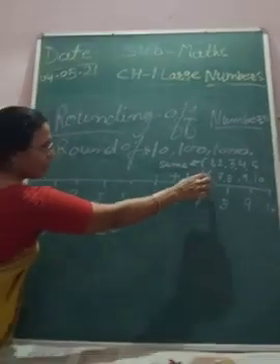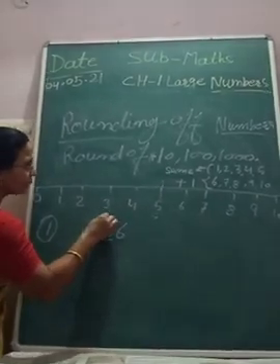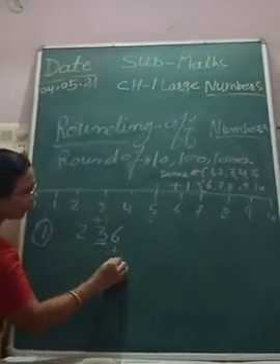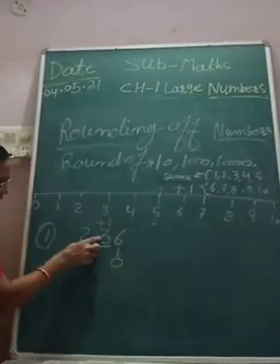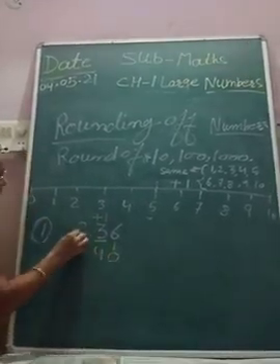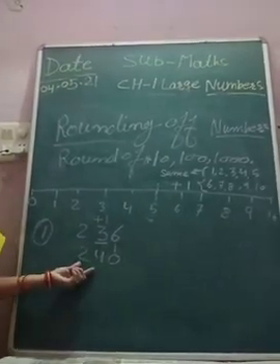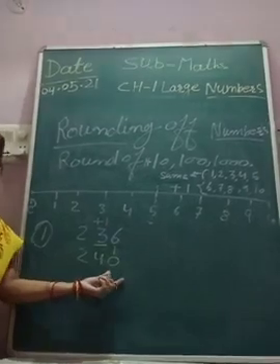See here, 6. So what you have to do? You have to add 1 more here, and here you have to write 0. Then when you add 1 more, this will become 4, and after that you write the remaining number. It means your rounded number is 240.